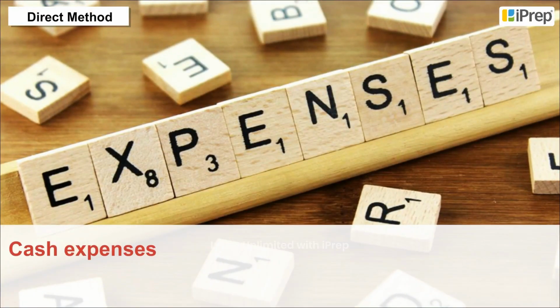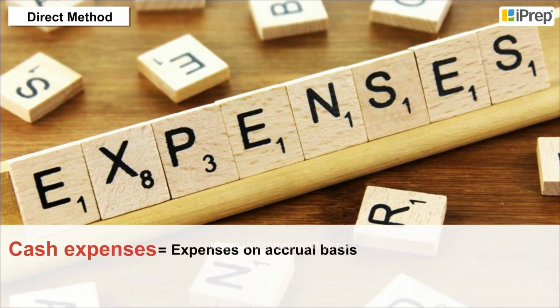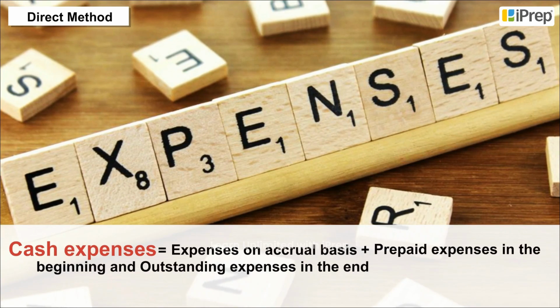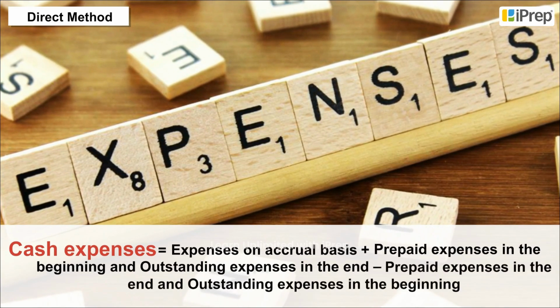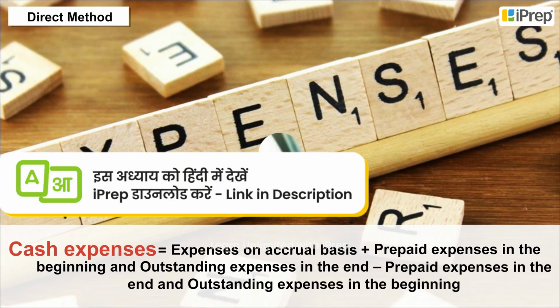D. Cash expenses equal to expenses on accrual basis plus prepaid expenses in the beginning and outstanding expenses in the end minus prepaid expenses in the end and outstanding expenses in the beginning.